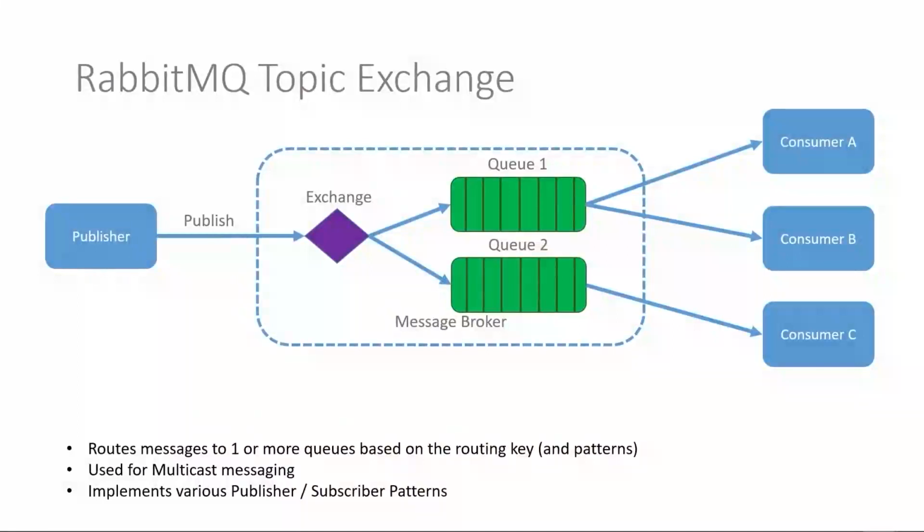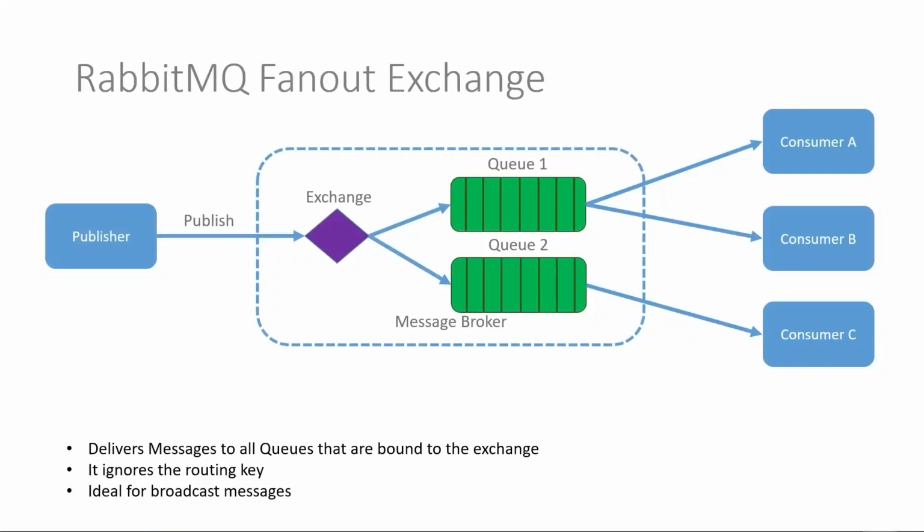And then finally, we come on to this idea of a topic exchange, and it's kind of almost like a cross between the last two exchanges. Basically, the publisher routes messages to one or more queues based on a routing key. So again, you're using this concept of a routing key used for multicast type messaging. And yeah, again, it implements different types of publisher subscriber type patterns. All right, so again, I don't want to use routing or anything like that. I want to just use a kind of broadcast type message. And that's it. So I think all we really need to be aware of is this fan out exchange. That's what we're going to be using.